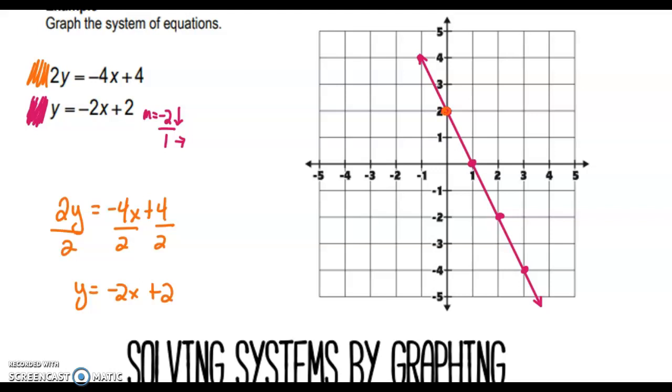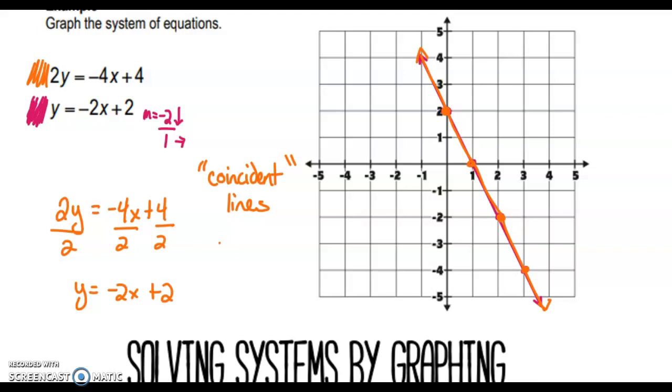So I start at 2. I go down 2 over 1. And what you notice about this line is it's falling on the exact same line that it was. Do you see how the pink line and the orange line are falling on top of each other? So that means they're the exact same line. So the word for that is actually called coincident. So they are coincident lines, which means they are the same line. That's what you say, those coincident lines.